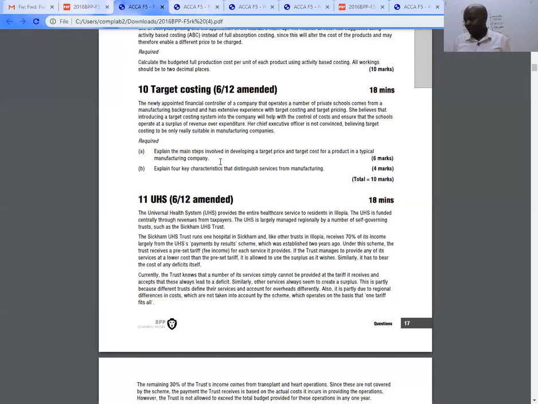Very important. Now, ladies and gentlemen, look at part B. Explain 4 key characteristics that distinguish services from manufacturing.